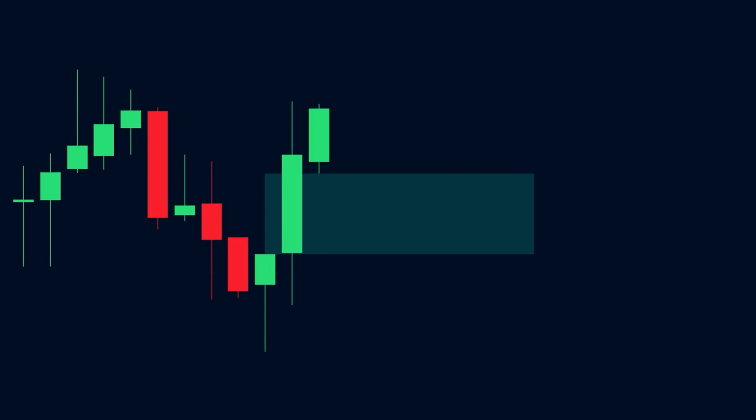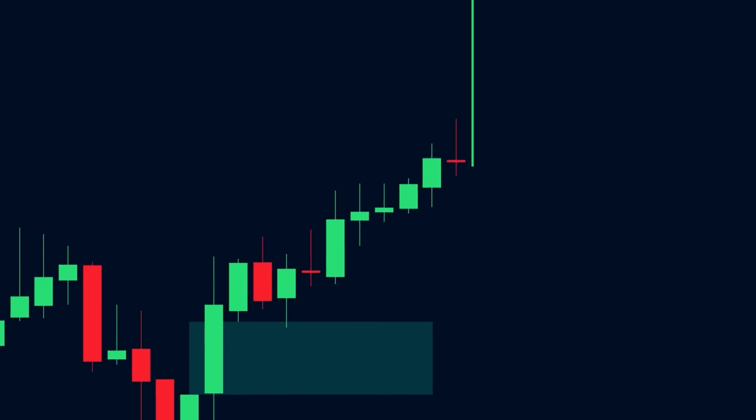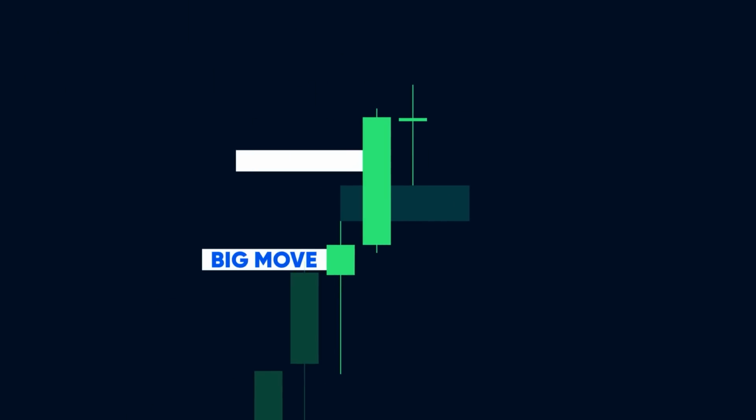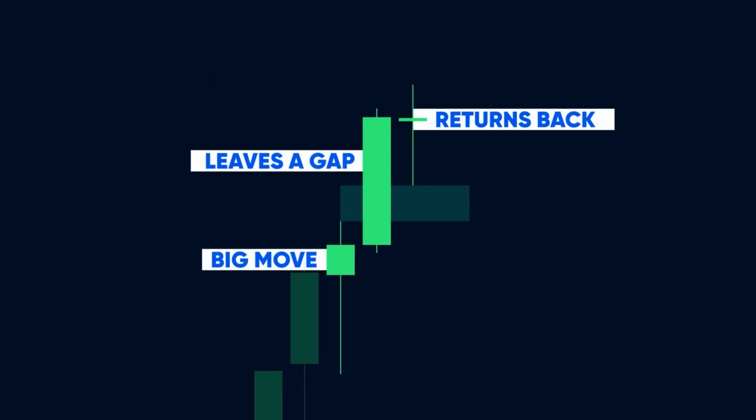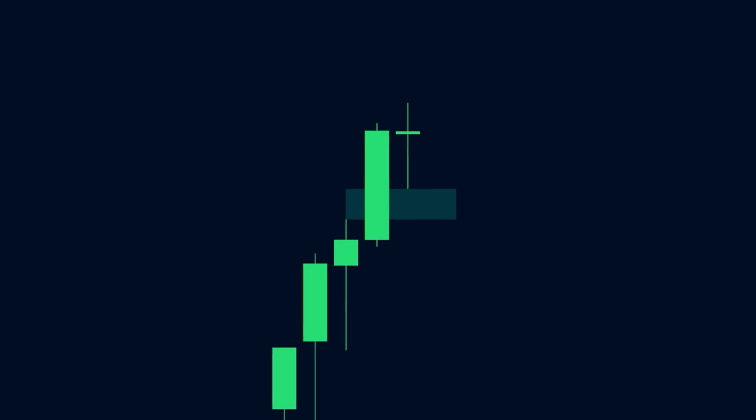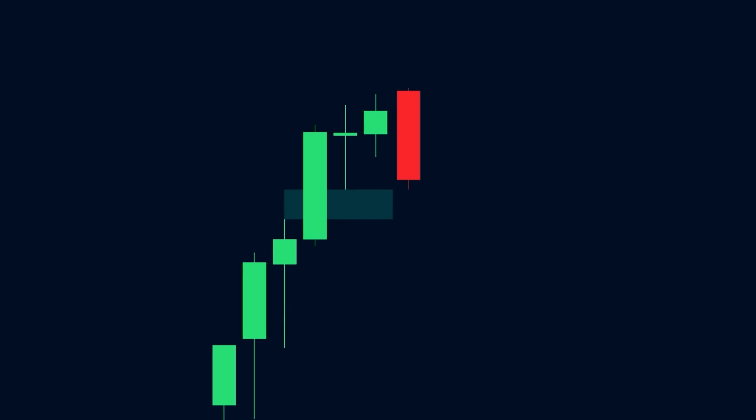This 10-second check turns fair value gaps from guesswork into high probability areas. Most fair value gaps look the same. Price makes a big move, leaves a gap in the middle, and returns back. But only some fair value gaps are actually backed by real participation. The rest are weak and fail fast.